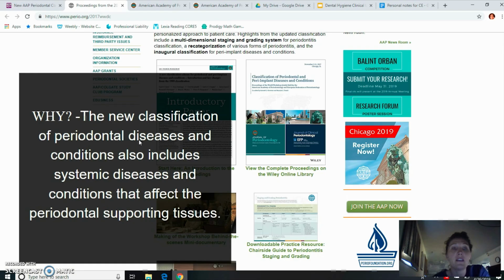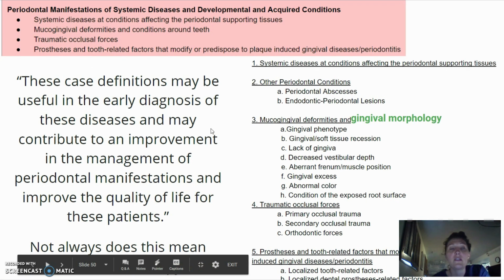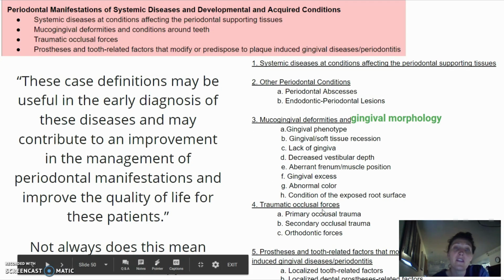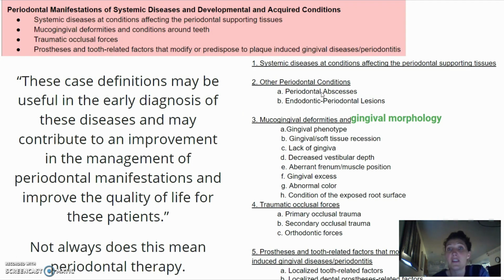Mainly this section is there. The new classification lists conditions that also include systemic diseases and conditions that affect the supporting tissues. They mainly say that these allow us to give early diagnosis of the disease and contribute to an improvement of the management of periodontal manifestations. So they could have these issues, or they could have periodontitis based on occlusal trauma. We would still give them a stage and grade. Or they could have a stage 3 or stage 4 periodontitis because of an abscess. We're still going to give them a stage and a grade. So this just gives us a little more resources to give an early diagnosis as to why they might have periodontitis.